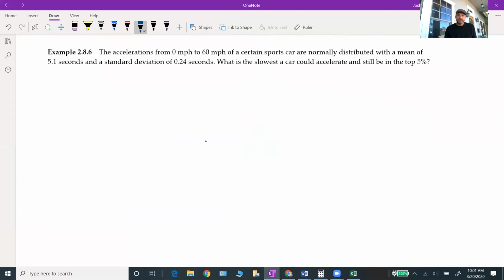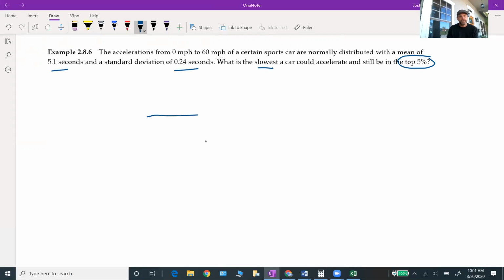All right. Now this one you got to be careful about. So the accelerations from 0 to 60 miles an hour of a certain sports car are normally distributed with a mean of 5.1 seconds, standard deviation of 0.24 seconds. What is the slowest a car could accelerate and still be in the top 5%?